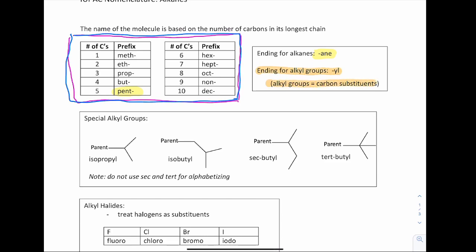So an alkyl group is just a carbon-based substituent. So on all those examples that we did, every single branch on there is an alkyl group. So a substituent is a branch, right? If that branch is made out of carbon and only carbon, then it's called an alkyl group. Because alkyl ends in YL, I'm going to put YL at the end of it.